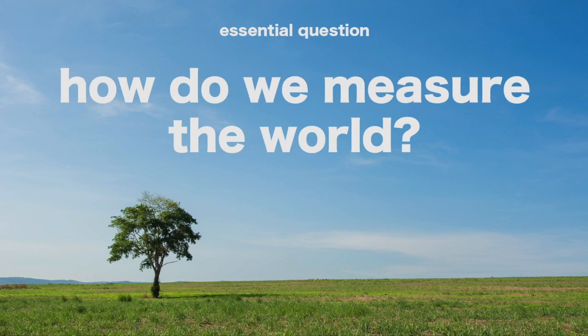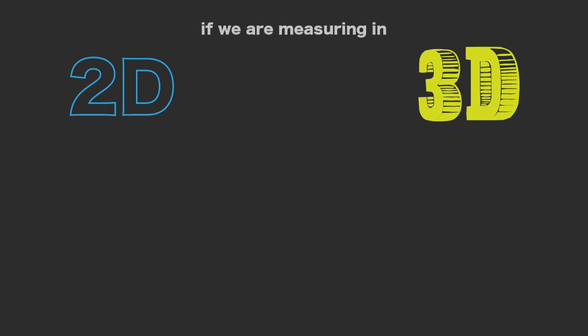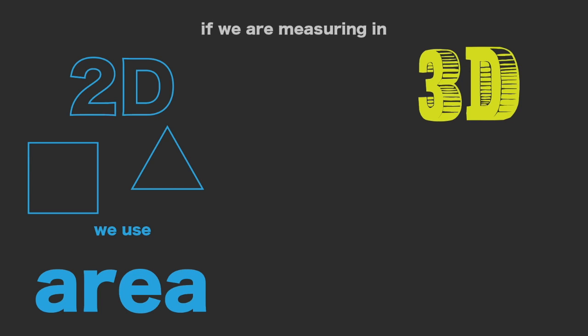How do we measure the Earth? Well, it depends. Are we measuring a two-dimensional surface or a three-dimensional object? When we talk about two-dimensional shapes, we're talking about flat shapes, maybe a square or a triangle. If this is the case, we use the concept of area to measure it.